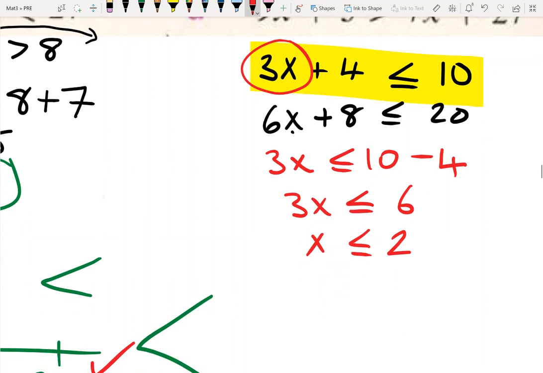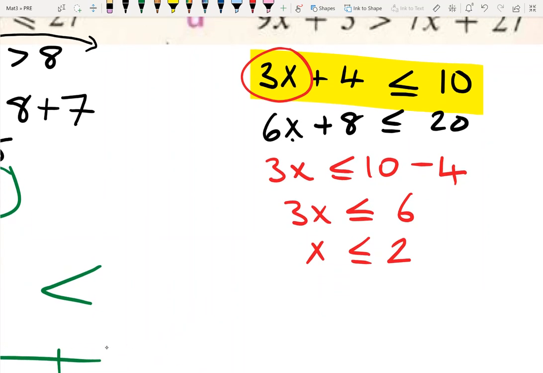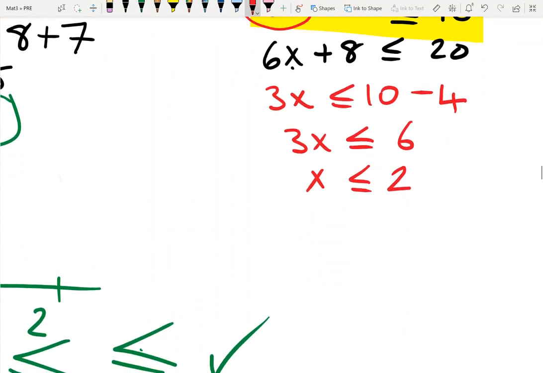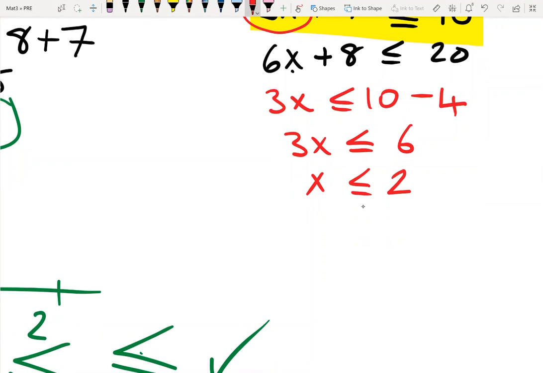By the way, you can never divide by a variable in inequalities if you don't know its sign, because you won't know whether you should flip it or not. Okay, are we facing in the right direction? So just before you go to the number line, ask yourself, is my direction right?